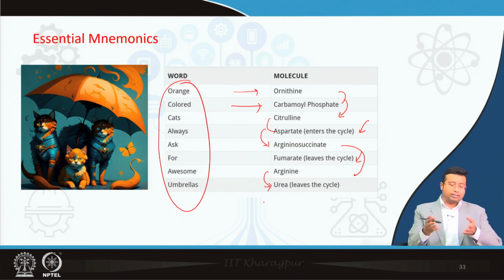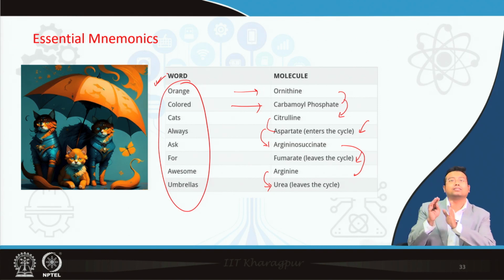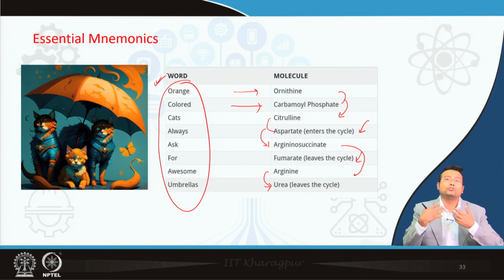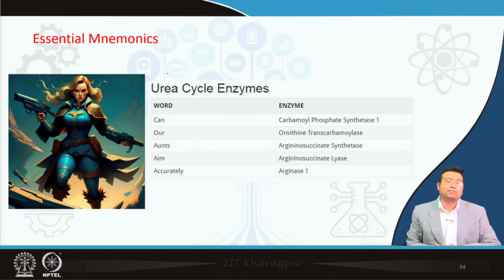Well, you might say, sir, it is okay, you have given us a mnemonic by which we can remember the intermediates of the urea cycle, but it is also important to remember all the enzymes of the urea cycle, right? Yes, those are very important, because ultimately it is the enzymes, the names of which you will need to remember in order to know the defects of the urea cycle. So I also have a good mnemonic to remember the urea cycle enzymes. That mnemonic is: can our ants aim accurately.